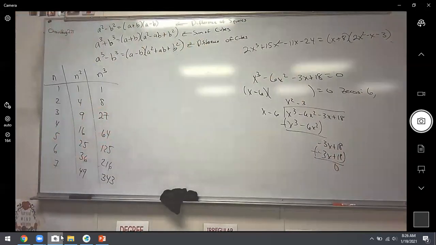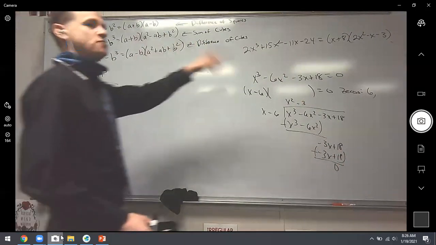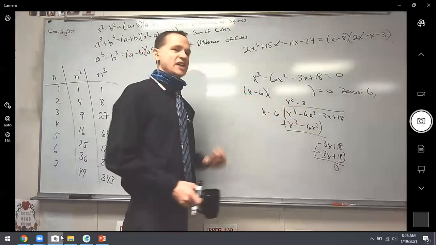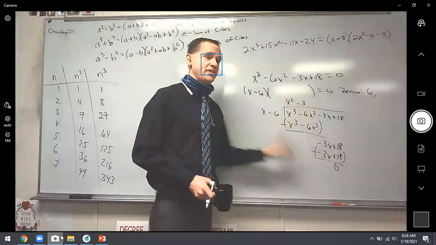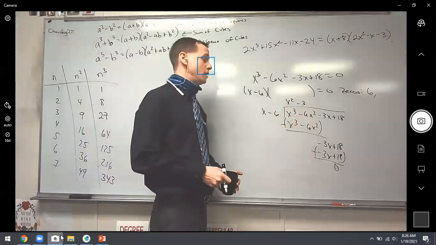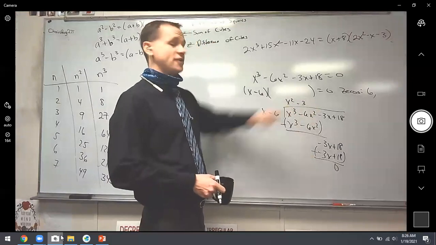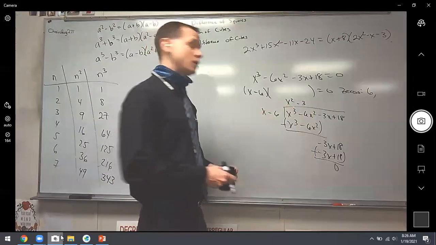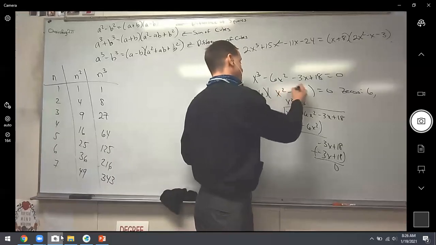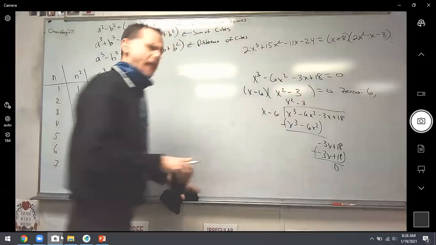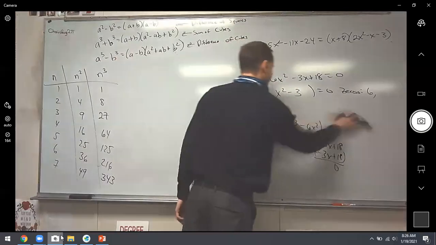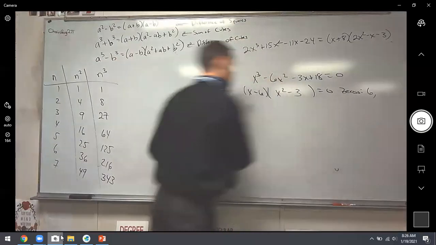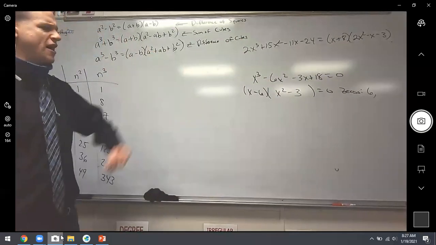So at this stage of the problem, you're 1,000% confident you're doing it right. I claimed 6 was a 0. That means x minus 6 should go into this. And it sure does, because the remainder is 0. Yes, it went into it. So what's left? Well, x squared minus 3. So this factors down into x minus 6 and x squared minus 3. That's my procedure. So long division was like an intermediate stage, just to get the other factor there.